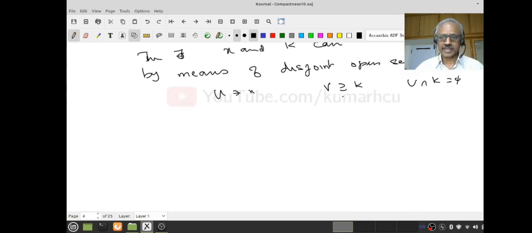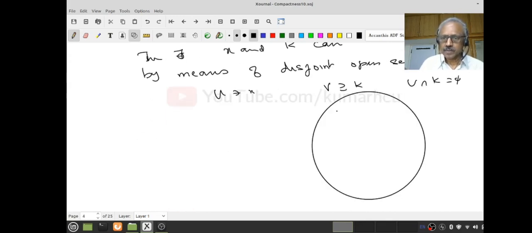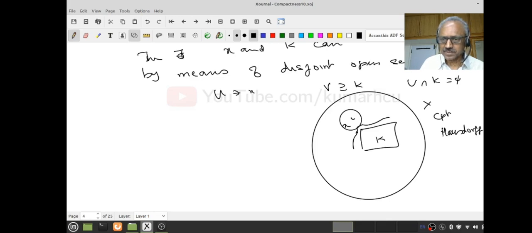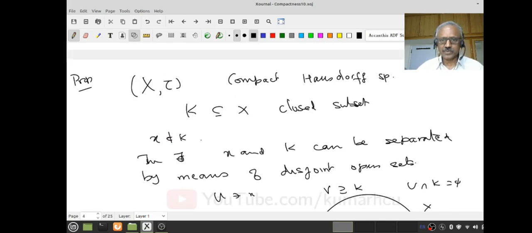Keep the picture in mind again. Don't just try to memorize. So I have x and I have a K. This is compact plus Hausdorff, and a point x. Then I have an open set here, and I have an open set. Okay, this is not good. Yeah, this is my U, this is my V, so that U intersection V is empty. And we have already proved it. Why did we prove it?